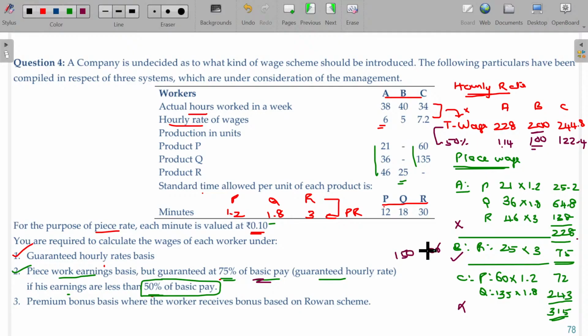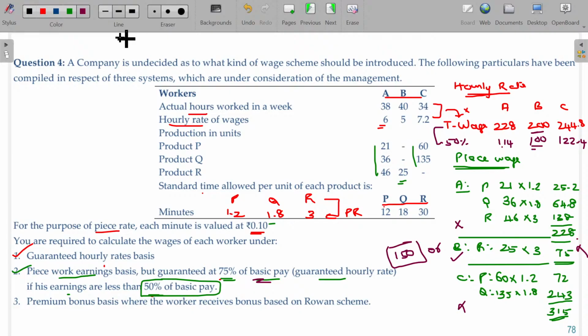Then naturally what happens? The final payment is 150, not this one. The employee whose wages as per the piece wage fall less than 50% of the basic pay will be guaranteed 75% of the basic pay. So only in case of B, his salary falls less than 50% of the basic pay. So now we are offering him 75% of the basic pay, which is 200, and that 75% is 150. Is that clear? Hope you will now be able to understand the 3 points.